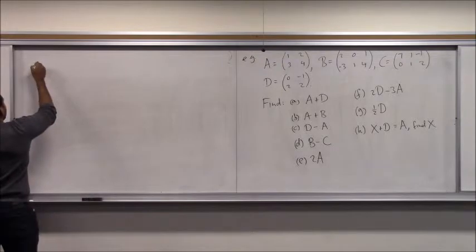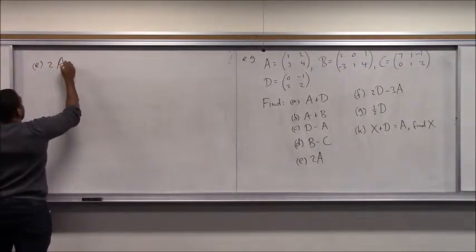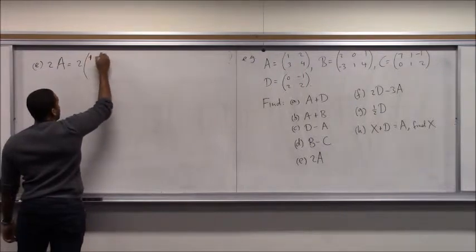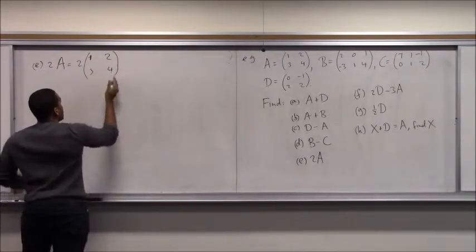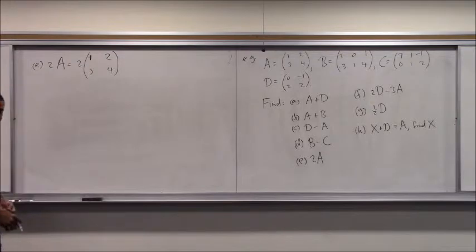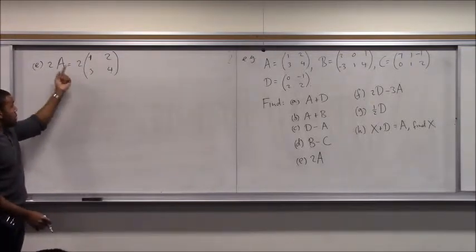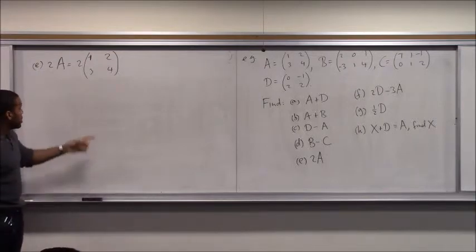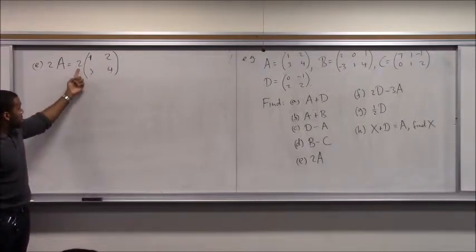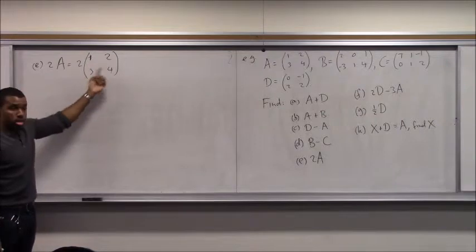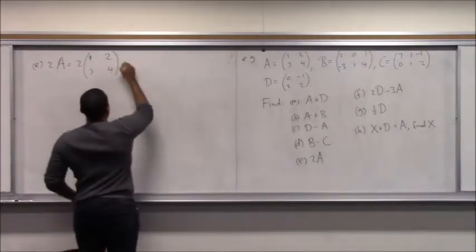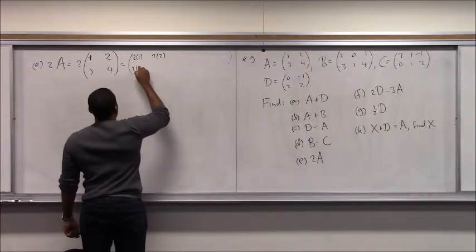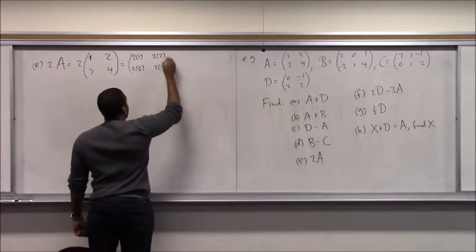Okay. What is 2A? Is that 2, 4, 6, 8? That's 2 times 1, 2, 3, 4. This is what is called a scalar multiplication. So I'm taking a matrix and multiplying it by a number, and this pretty much follows the distributive law. The rule for this is you take that number and multiply each entry in the matrix. So it's going to be 2 times 1, 2 times 2, 2 times 3, 2 times 4. That's what's going to happen.